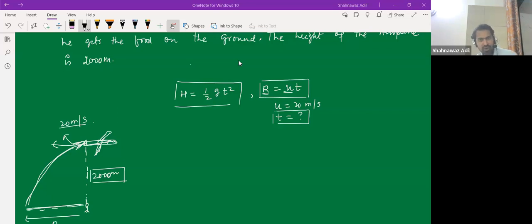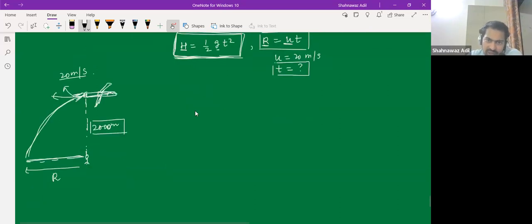Yes. So, using what can we calculate the time? Does this relation have anything that we can use? Does it serve the purpose? We know H, we know G, we can calculate time. Correct? Yes, sir. So first let us calculate the time. So H is 2000 meters, right? G we know.